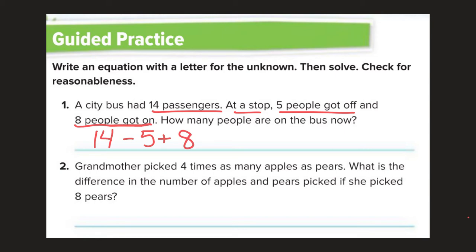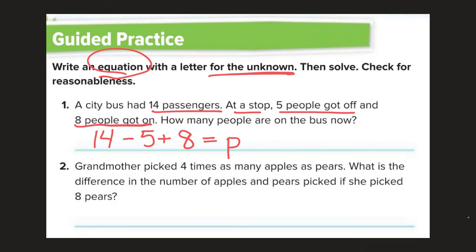How many people are on the bus now? So this is an expression. I need to write an equation for what we don't know. So that's going to be our answer. I'm going to put P for people. How many people are on the bus now?